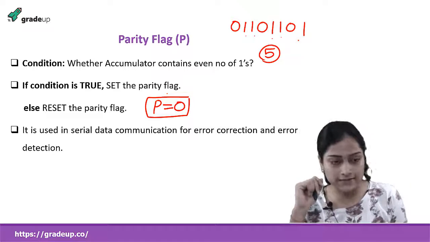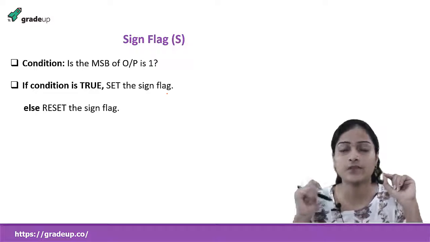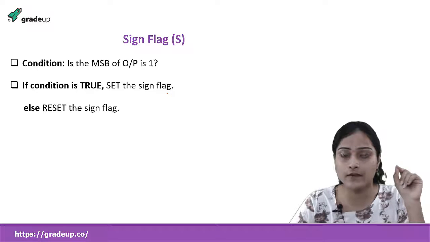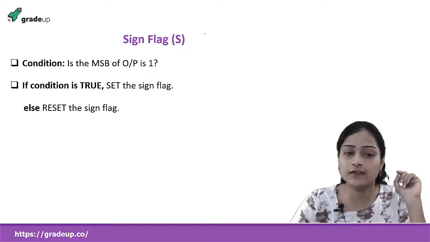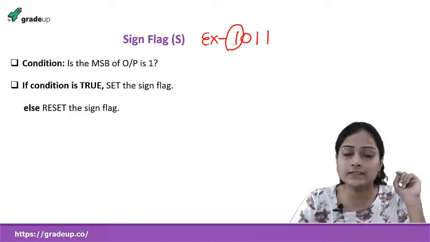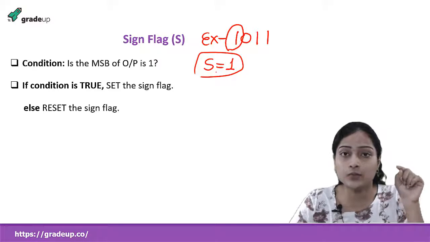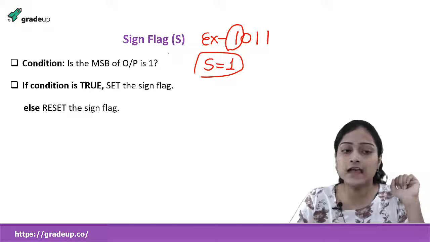Let us move towards the next type of flag, which is the sign flag. This sign flag is set to 1 when the MSB of your output is 1. Suppose you have given data, here the MSB bit is this, and if this bit is 1, then your sign bit is set to 1. And when this sign flag is set to 1, this means that your data in the accumulator is negative. And whenever data in the accumulator is negative, for getting the actual data, you are going to perform the 2's complement of that data. This is the idea with the sign flag.